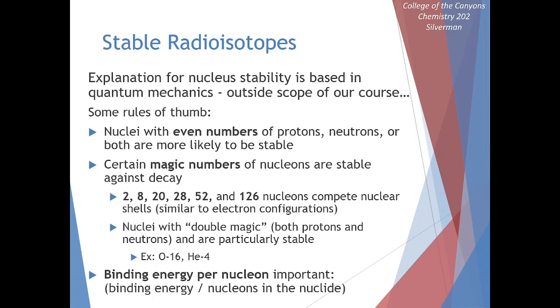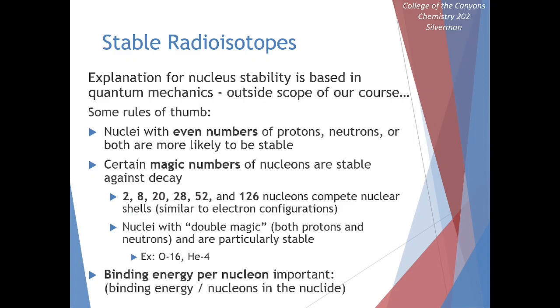As it turns out, nuclear stability is based on really high-level chemistry and physics, which is outside the scope of what we get to do in our course. But we can look at some rules here to give us at least a little bit of intuition. What we can see is, well, statistically, there's not that many stable nuclei. And of the nuclei that are stable, most of them have an even number of protons, or an even number of neutrons, or an even number of both protons and neutrons. That means if we see a nuclei that has even numbers of protons and neutrons, it's more likely to be stable than one with odd numbers.